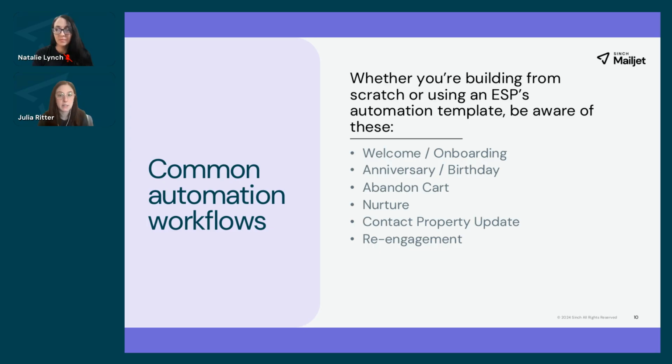Contact property update. Like we said, automations are not just for emails. It could be that they take an action, say they visited the most recent web page, and you update it in their profile. Or they update their profile on your website to say my favorite color is blue, and you update that in your ESP to use for later. Natalie, any other good examples here?